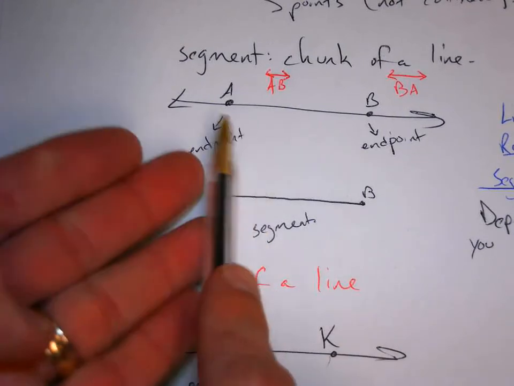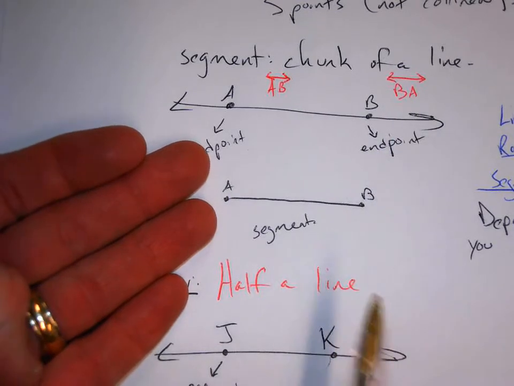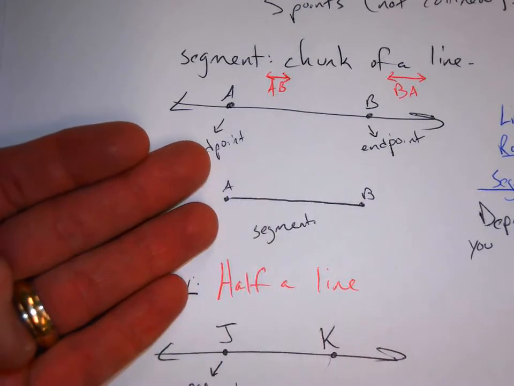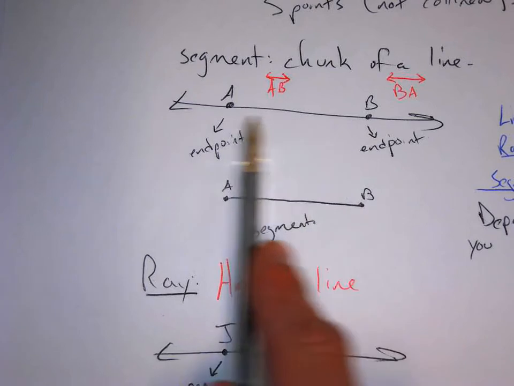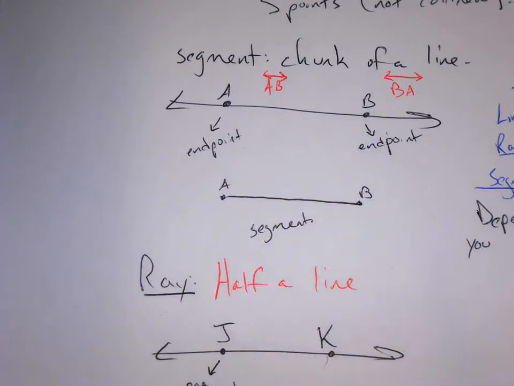But if you read it from left to right and you call it BA, that's not correct. You need to call it AB. If you read it from right to left and you call it AB, that's also incorrect. If you read it from right to left, it's called BA. So it all depends on how you're reading it.